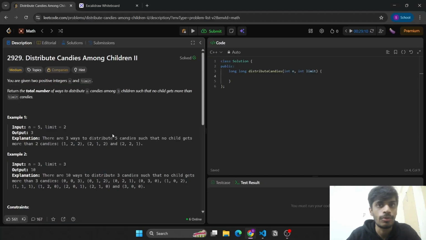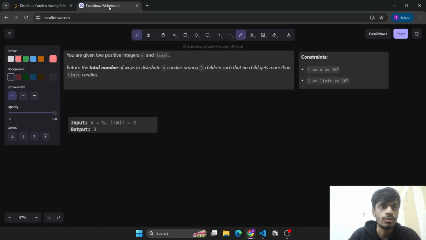Hello everyone. So today we'll be solving a LeetCode medium problem, Distribute Candies Among Children II. The problem states that we are given two positive integers n and limit, and we need to return the total number of ways to distribute n candies among three children such that no child gets more than limit candies.